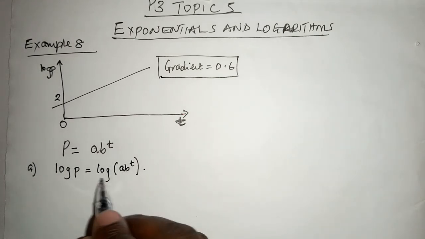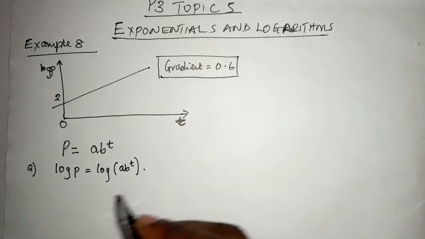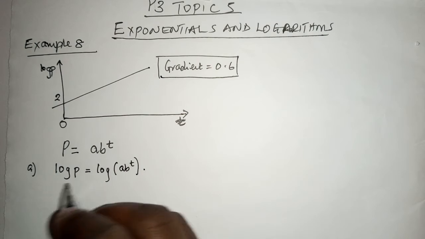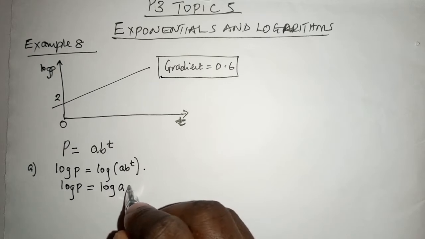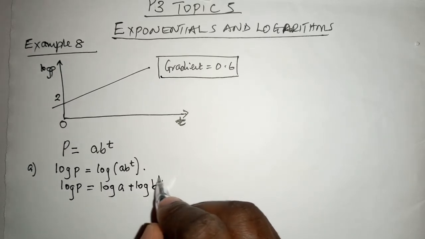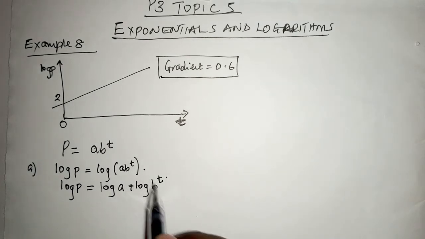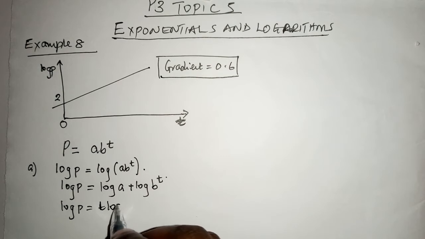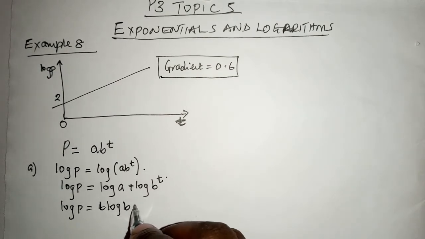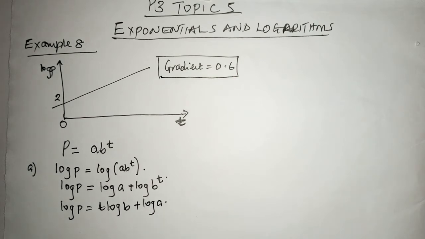And of course, using the multiplication law of logarithms, the logarithm of P is equal to the logarithm of A plus the logarithm of B^T. And this again is going to undergo some other processes, because this being an index should become a coefficient, and therefore the logarithm of P is equal to T logarithm of B plus the logarithm of A. And this one is already now in the form of y = mx + c.